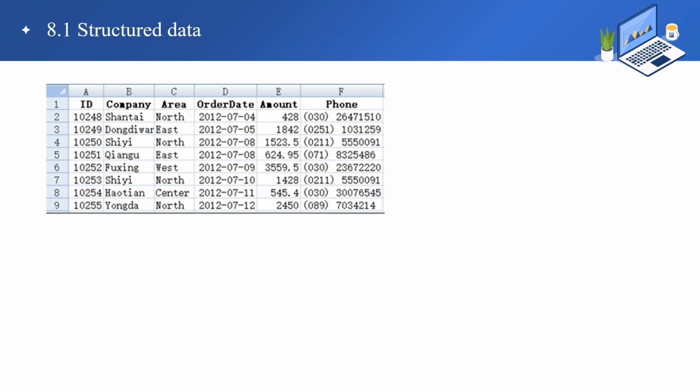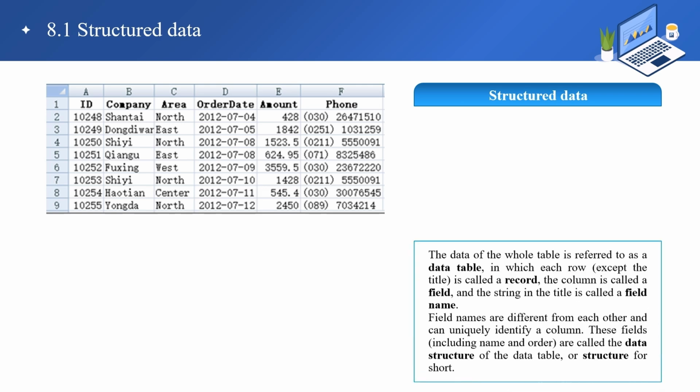In the previous example of merging Excel files, we have seen this kind of table. The first row is the title, explaining what is stored in each column. Each row is an item of data which may correspond to a person, an organization, an order, an event, etc. This kind of data has a professional term, which is called structured data. This is the most common data type in modern data processing.